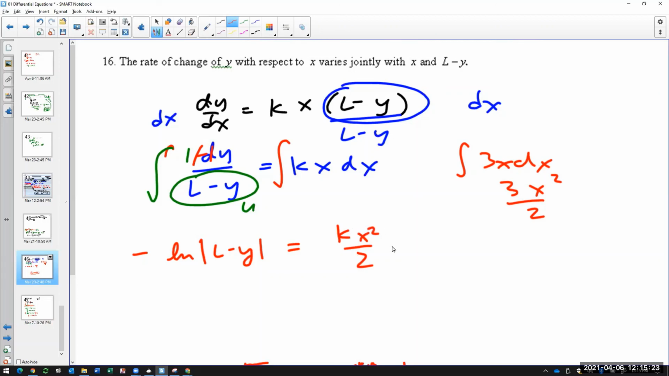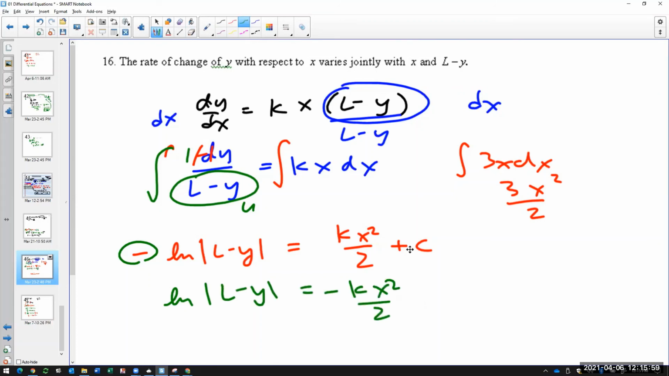All right, and then don't forget C. All right, so we're good to go. First you separate, then you integrate. Sometimes you exponentiate. Do I need to exponentiate here? Yes. Can you take the log of a negative? No. What do you have to do? Multiply everything by negative 1. So there will be ln. Guys, you don't multiply this L minus y by negative 1. The negative is just on the outside of this whole term. All right, so that would be positive ln of L minus y is equal to negative kx squared over 2.